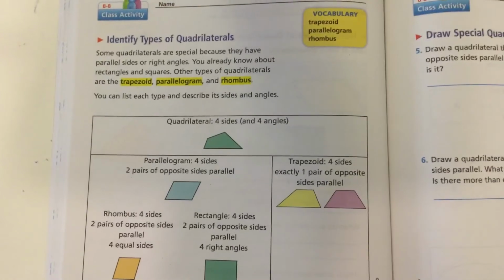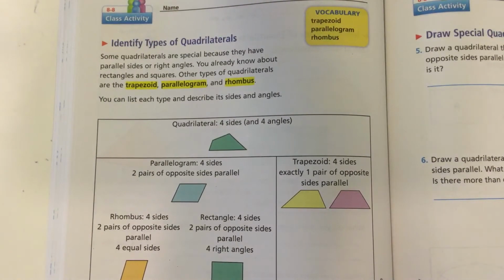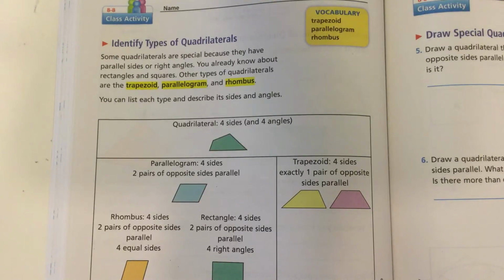Okay, let's turn the page. We have different types of quadrilaterals. This is a page that I might actually take a photo of and put it in your lesson on the day that we do this because it has a lot of really valuable information.